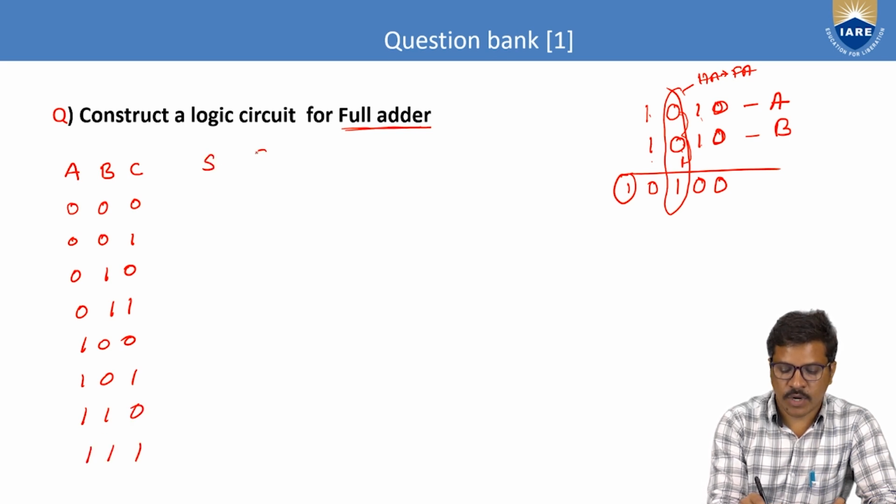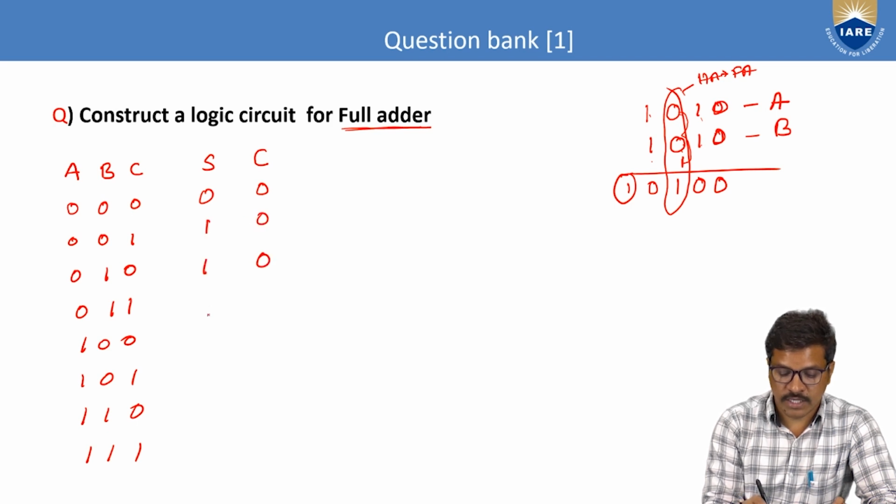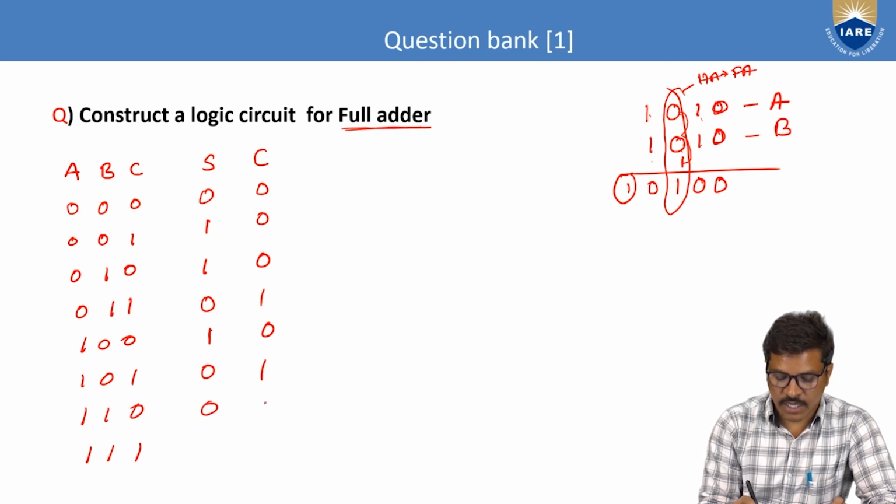And what is the corresponding operation of the sum and carry? What is performing the operations? Yes, 0 plus 0: sum 0, carry 0. Sum 1, carry 0. Sum 1, carry 0. For 1 plus 1: sum 0, carry 1. Sum 1, carry 0. When 2 ones are there, sum 0, carry 1. When 3 ones are there, sum 1, carry 1.